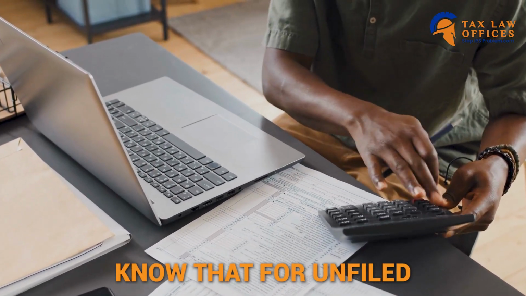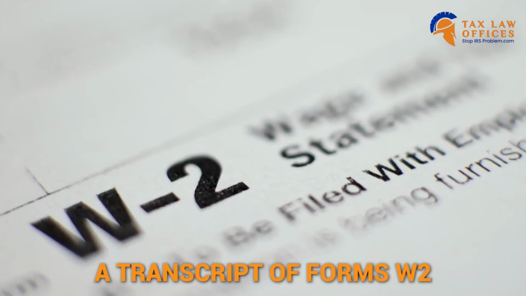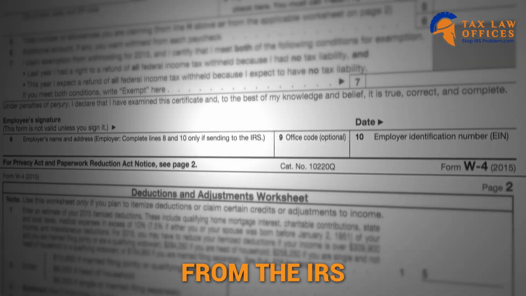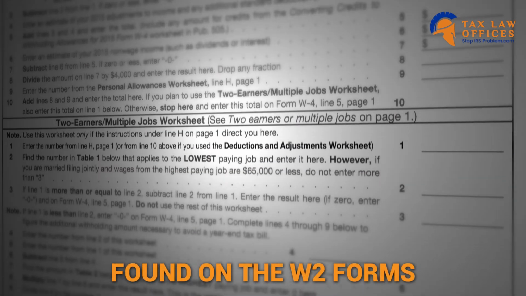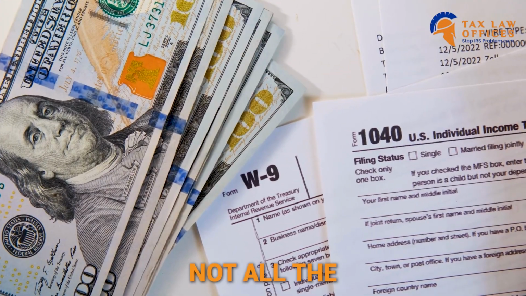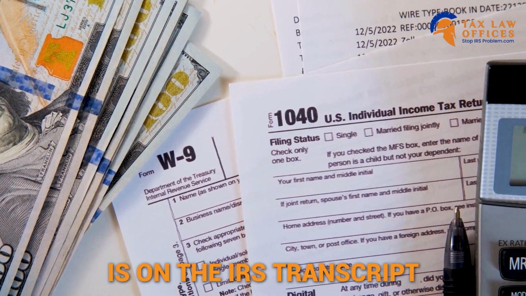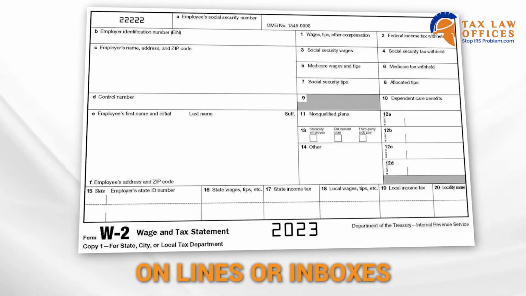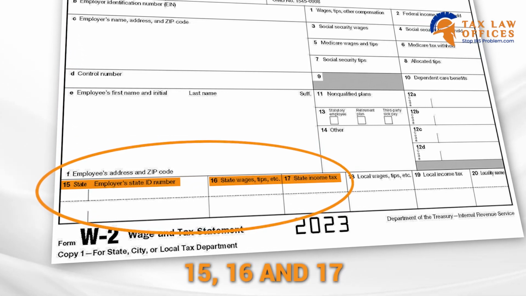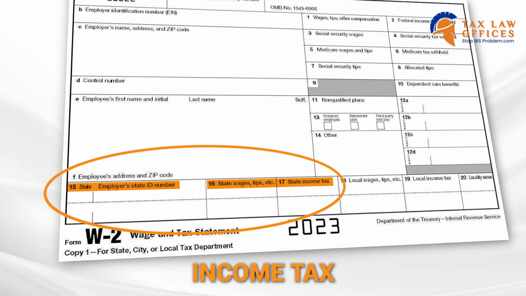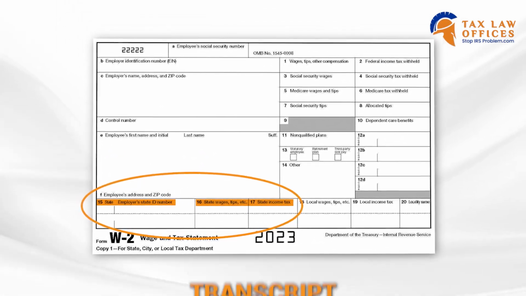Tax preparers know that for unfiled tax returns from earlier years, you can request a transcript of Forms W-2 from the IRS. These transcripts provide most of the information found on the W-2 forms. However, not all the information from the W-2 is on the IRS transcript. Pay special attention to the information on lines or in boxes 15, 16, and 17. This information for state income tax withheld and paid by the employer is not on the IRS transcript.